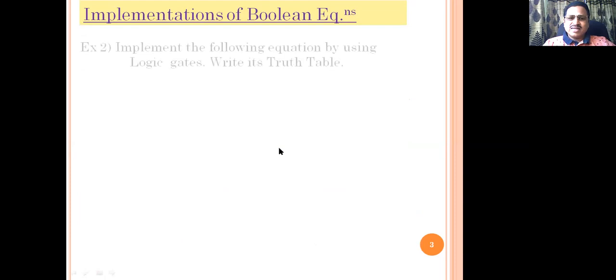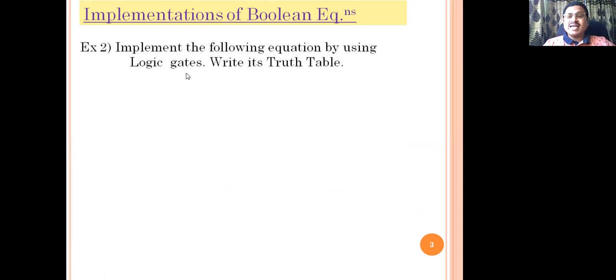So, second example here of a similar kind. Implement the equation by using logic gates. Now here the word basic is not used, so you can use any type of gate as per need. Also you have been asked to write its truth table.